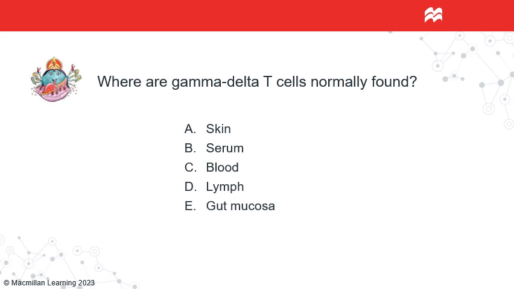What is your answer? E, in your gut mucosa. And several people said on the skin. No, that's your natural killer T cells that go to the skin mainly. Your gamma delta cells go to mucosal tissues. Okay.